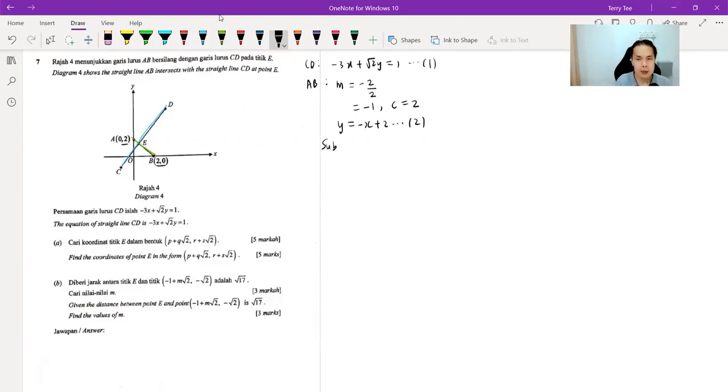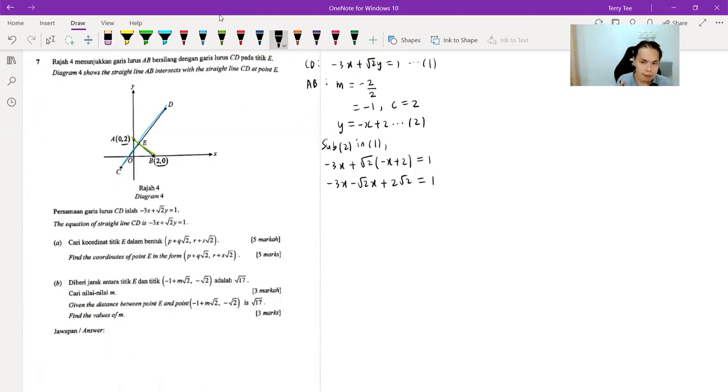So let us sub equation 2 inside equation 1. The moment you sub inside, you don't write y anymore. So this is surd 2. My y is minus x plus 2, and your result is 1. Now remember, I'm solving for x. So let's expand this. Minus 3x minus surd 2 x plus 2 surd 2 equals 1.